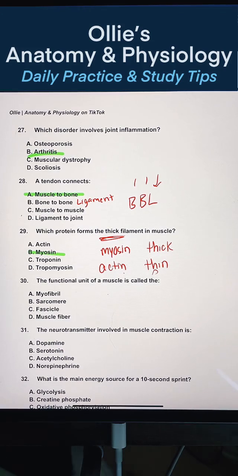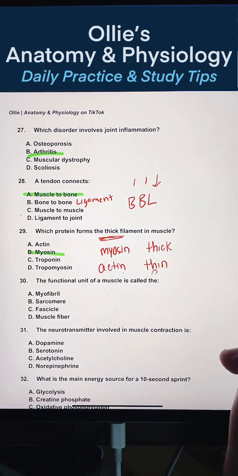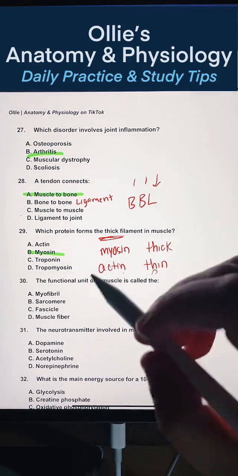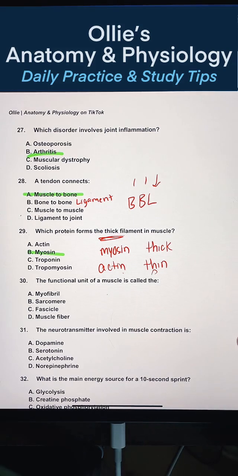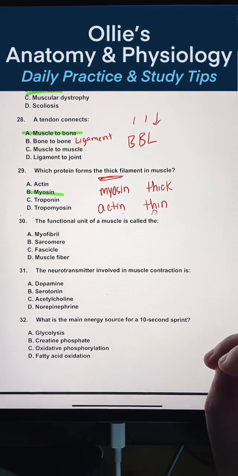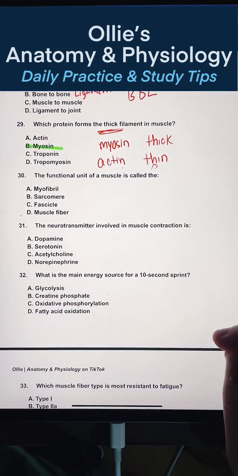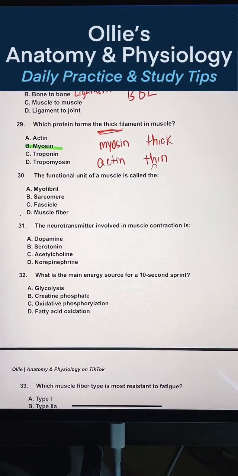Hopefully you've enjoyed that. But again, myosin is the thick filament. Remember that myosin heads attach onto actin, pulling them towards the center of the sarcomere. That's your muscle contraction. We're going to move on to some muscular system questions now. Number 30, the functional unit of a muscle is called what? A, B, C, or D.